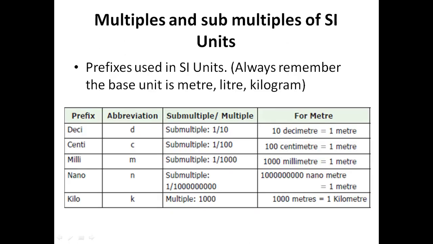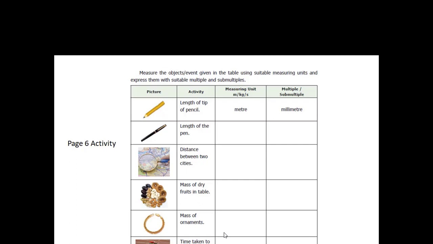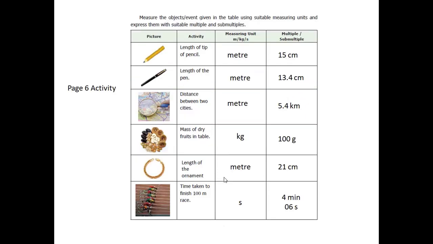Multiples and submultiples of SI units. Prefixes used in SI units. Always remember the base units are meter, liter, kilogram. The below table columns show prefix, abbreviation, submultiple, multiple for meter. The equivalence is given below. Please observe, study and learn by heart. It will be very useful in the future. This is an activity to measure the objects given in the table using suitable measuring units and express them with suitable multiples and submultiples. The answer for the activity is given here.